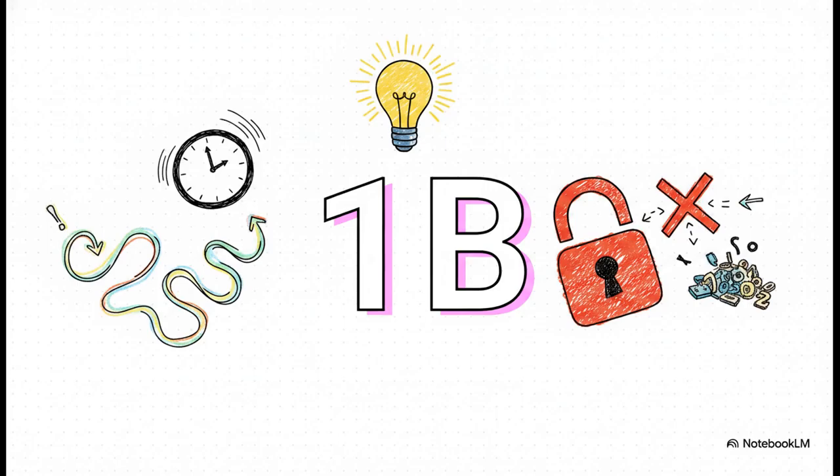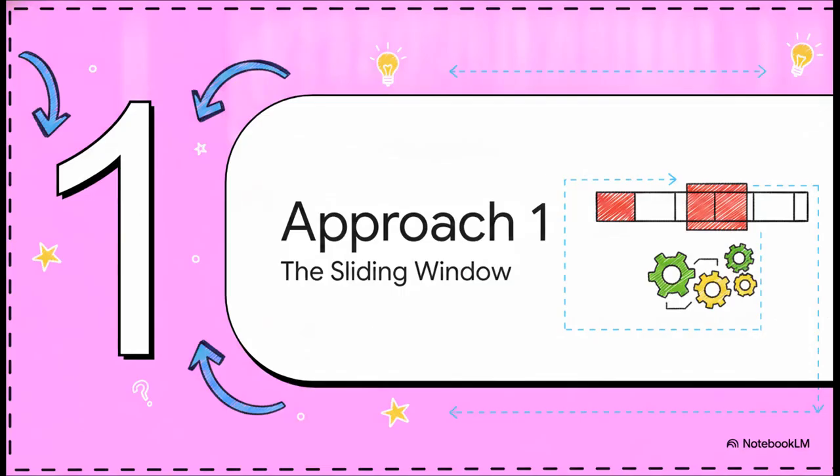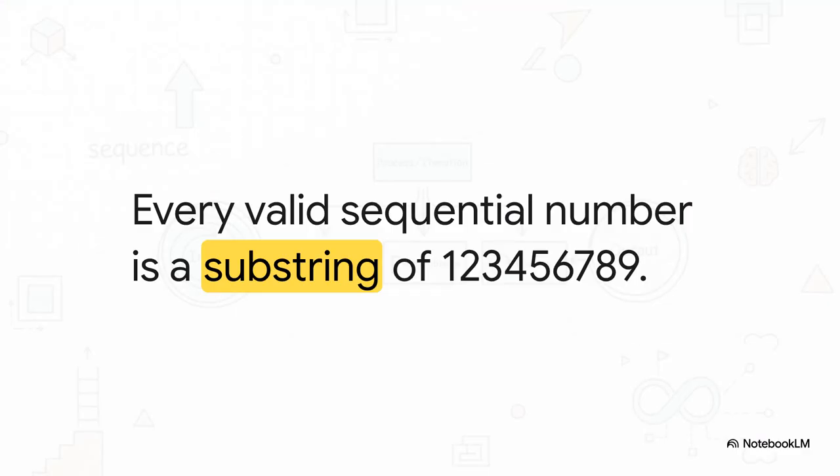If you linearly check every single number up to a billion, extracting and comparing digits along the way, you are falling straight into a massive performance trap. It's just wildly inefficient. We need a way to completely skip all those invalid numbers. Which brings us to approach 1, the sliding window. Let's see how we build our first solution.